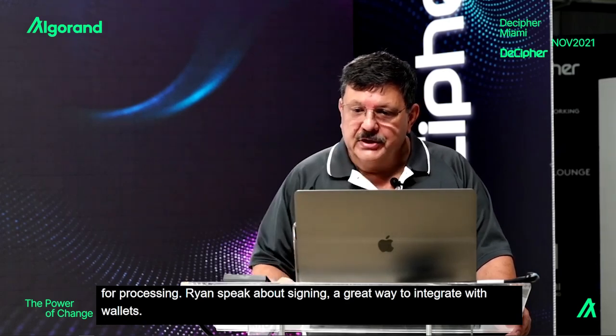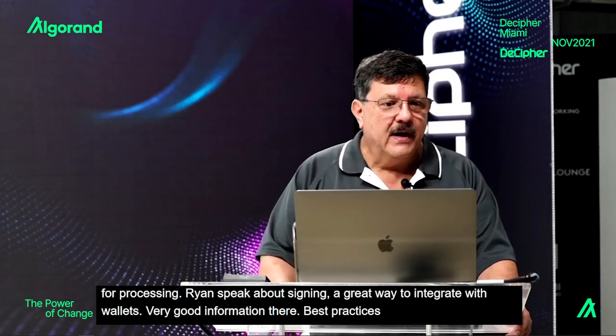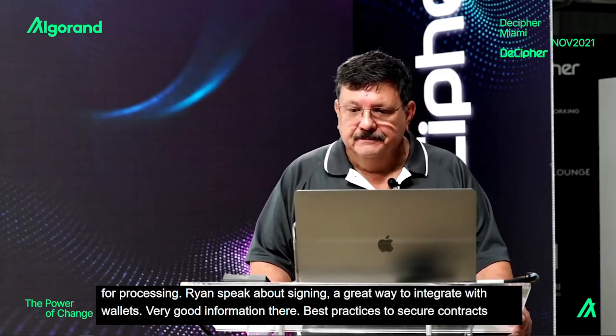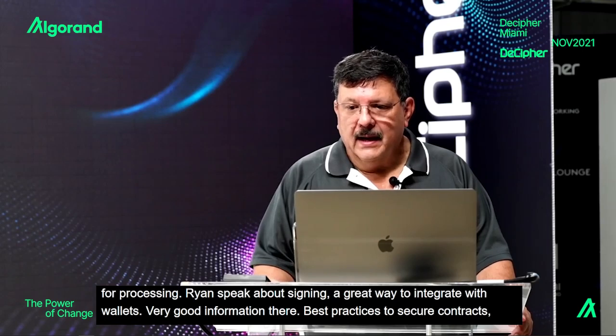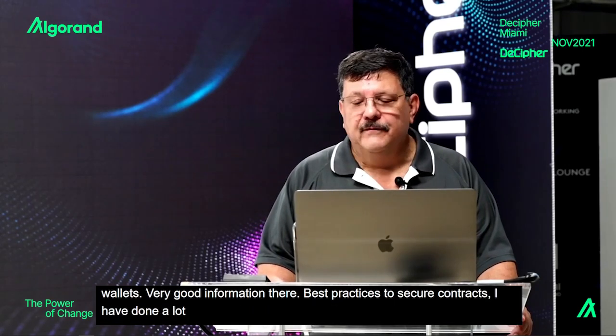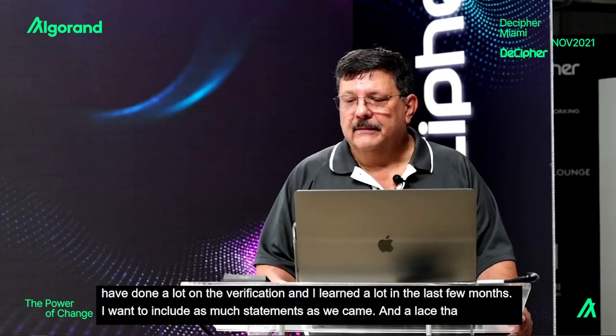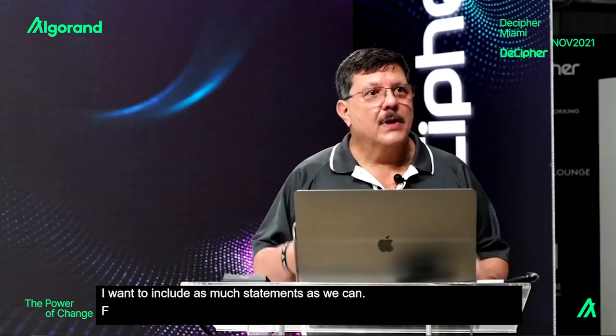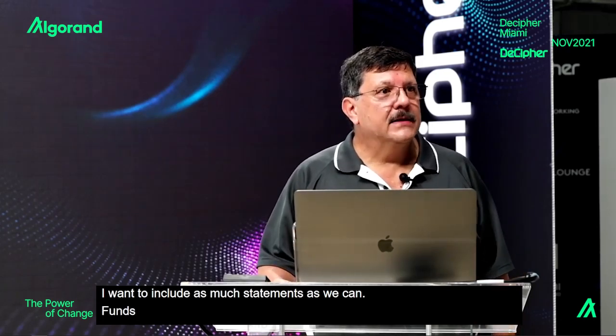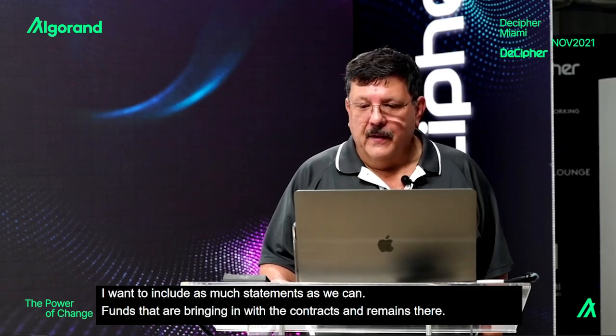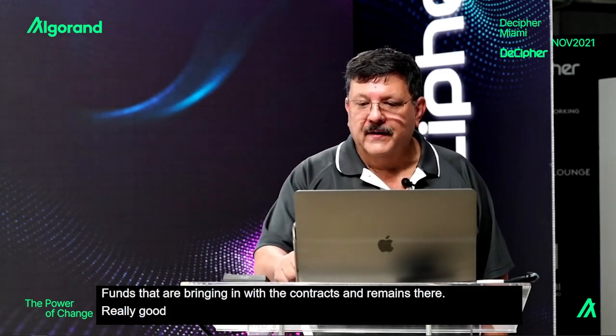And then we had best practices for securing Algorand smart contracts, again, with runtime verification. I had done a lot on the verification, and I've learned a lot on that in the past few months, writing some samples on a game app I wrote in Reach. You really want to include as many assert statements as you can in your logic, and the Reach engine will analyze that and see if you have left any funds that were brought in with the contract still remaining there, and it'll flag that as an error. So really some good food for thought in terms of what you're doing with verification.